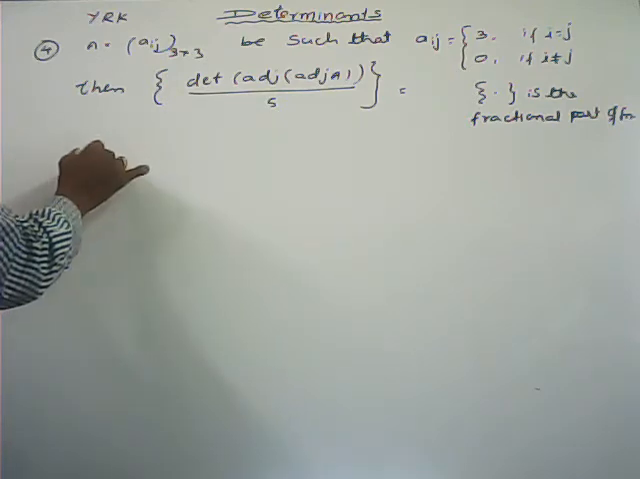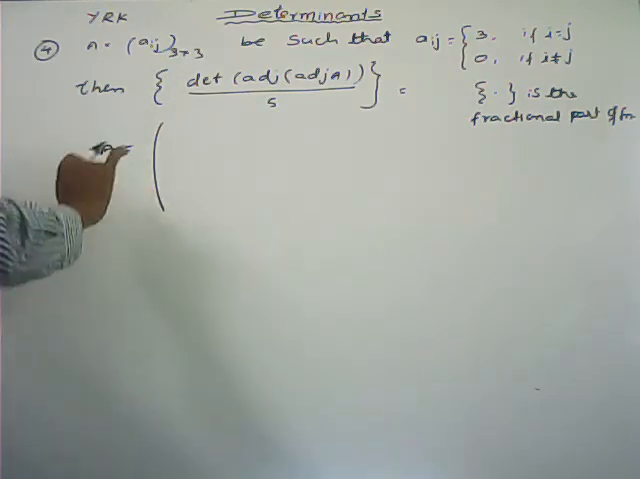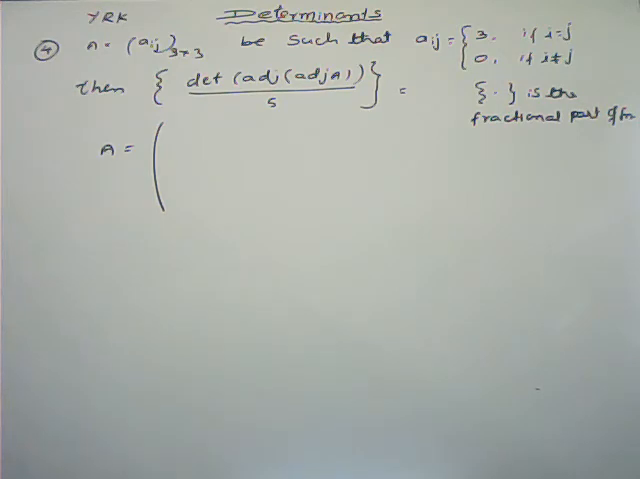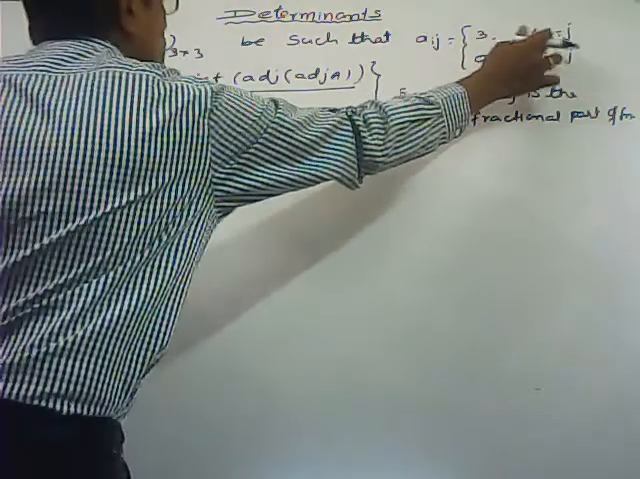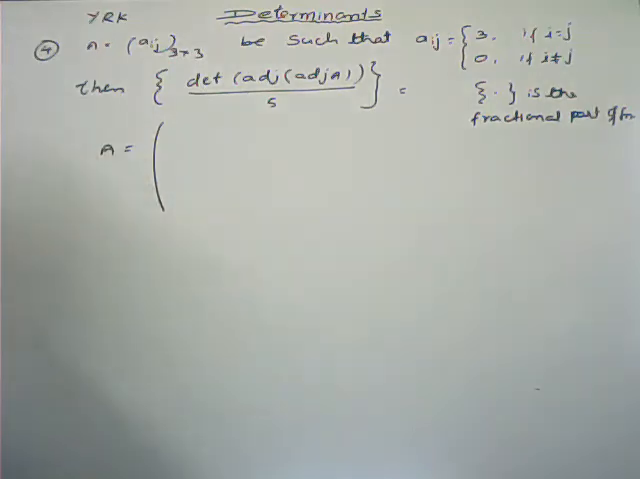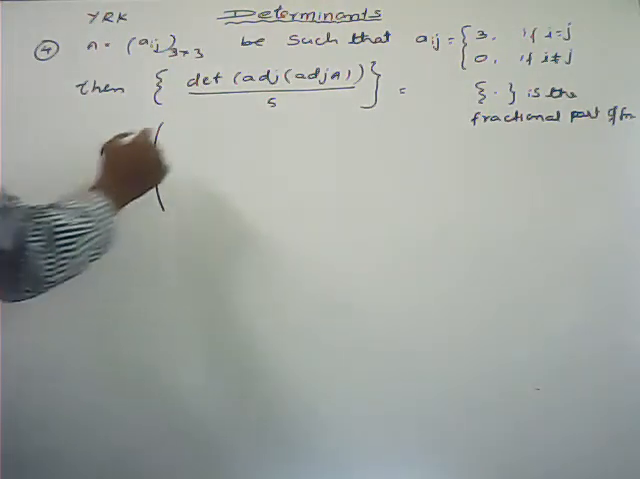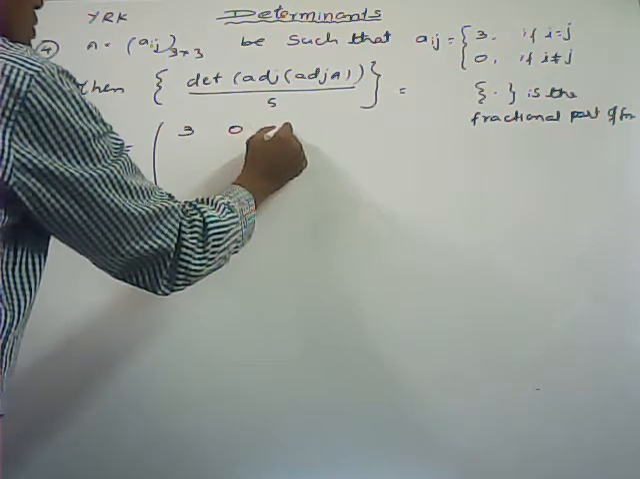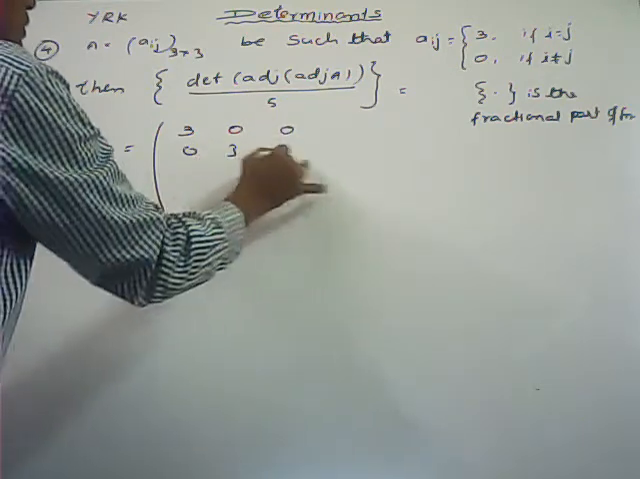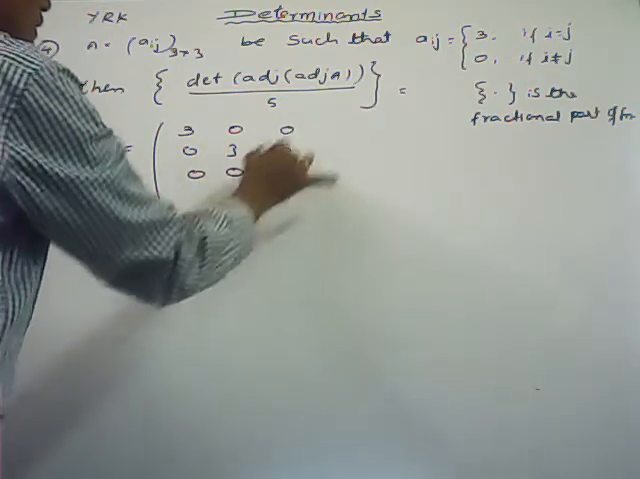Scalar matrix, this one. For example, here is how to write the 3 by 3 square matrix A. i equal to j means only diagonal elements, that is 3. i not equal to j gives 0. A equals [3, 0, 0; 0, 3, 0; 0, 0, 3].